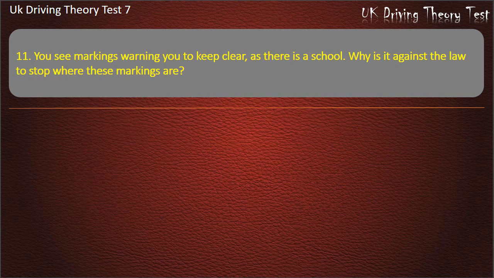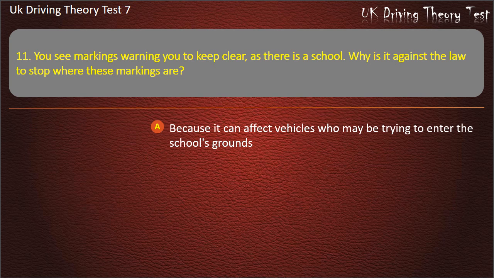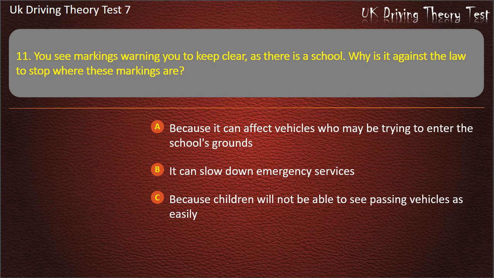Question 11. You see markings warning you to keep clear, as there is a school. Why is it against the law to stop where these markings are? Because it can affect vehicles who may be trying to enter the school's grounds. It can slow down emergency services. Because children will not be able to see passing vehicles as easily. Teachers will not be able to park. Answer. Because children will not be able to see passing vehicles as easily.